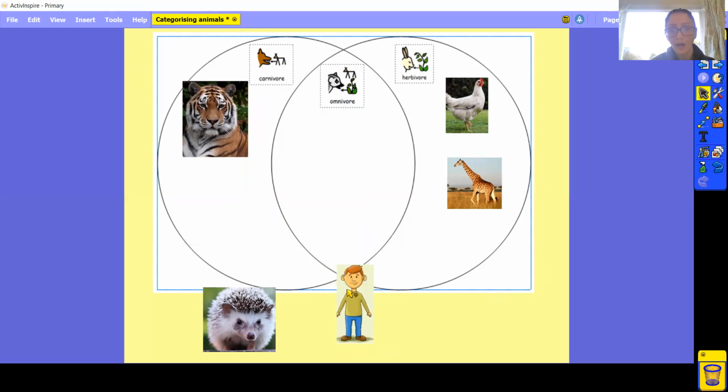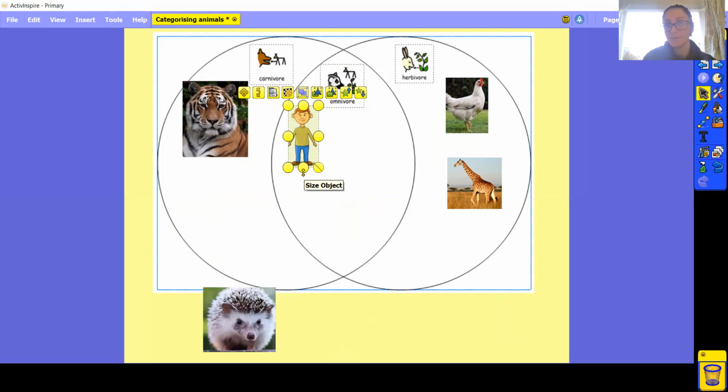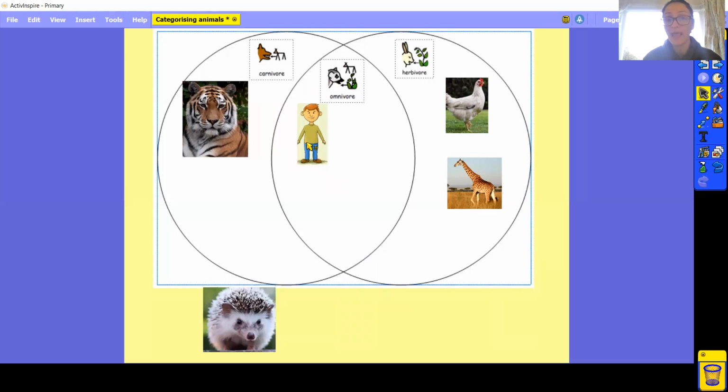Okay, so now we've got a human here, okay? So do you think in order to survive that we are carnivores, omnivores, or herbivores? Do we only need to eat meat to survive, or only need plants to survive, or do we need a bit of both in order to survive? Have a think of where you think the human might go. So a human would be an omnivore, okay? So it would need to eat plants and meat. However, we do have humans that are vegetarians or vegans and they choose not to eat meat, okay? But mostly we would put them into the omnivore section in the middle.